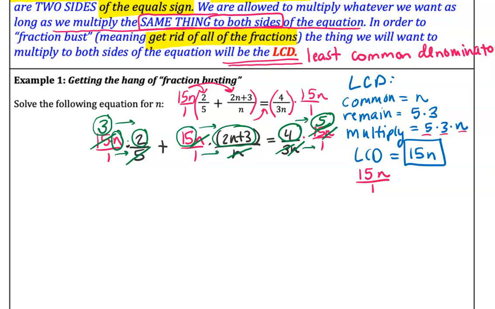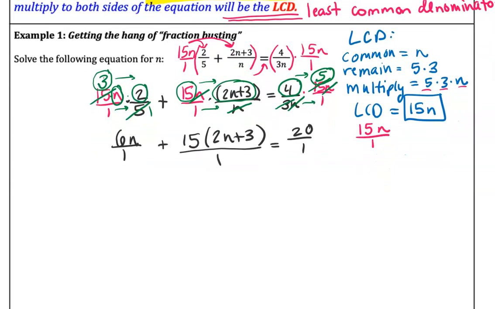So notice my leftover stuff is only in the numerator. So here I have a 3, an n, and a 2, so I have a 6n. In the denominator now, I would just have a 1 because this 5 divided into the 15. And then over here, I would just have my 15 times my 2n plus 3 in the numerator, and then all of that would be over 1. And then on this one, I would have 4 times 5, which is 20, and then all of that would be over 1.